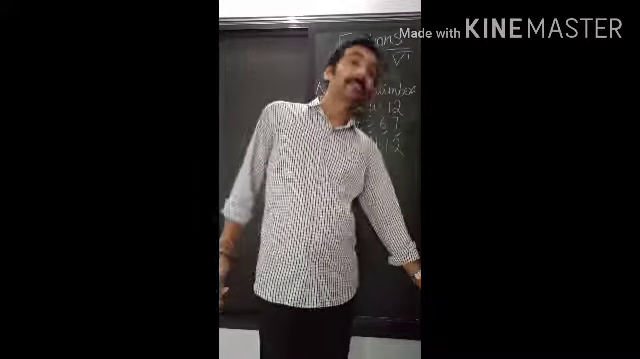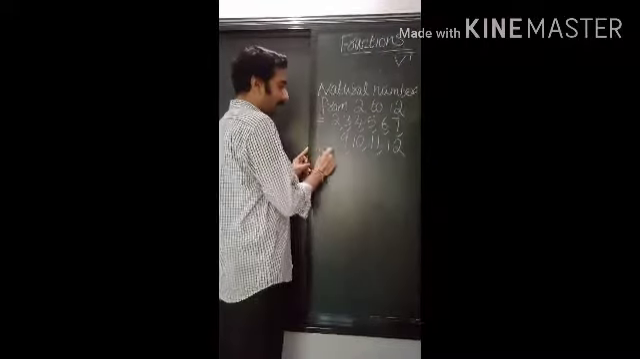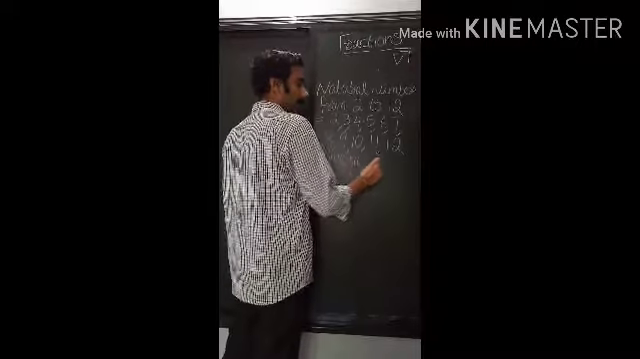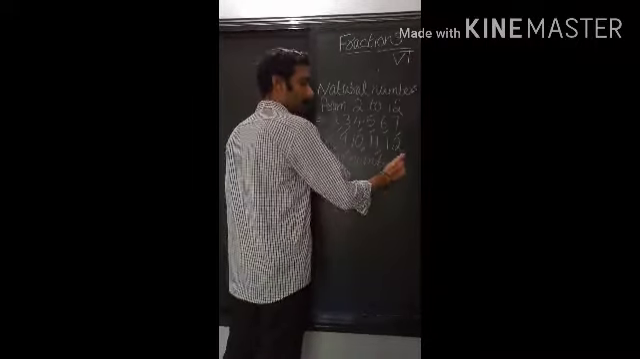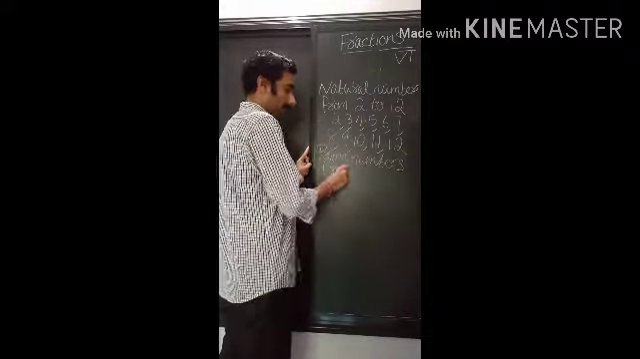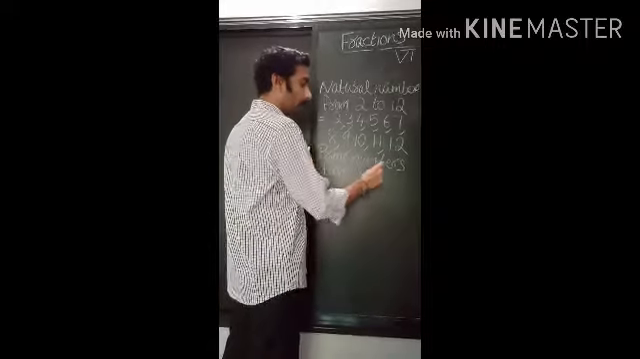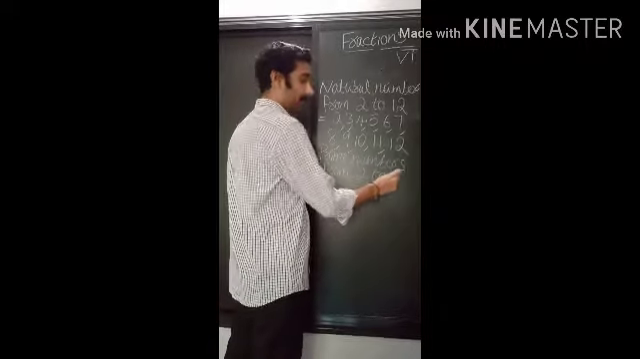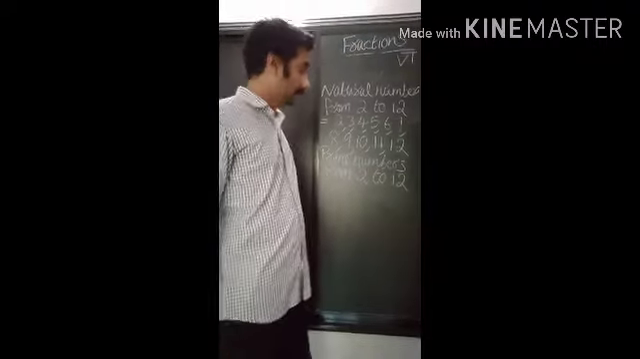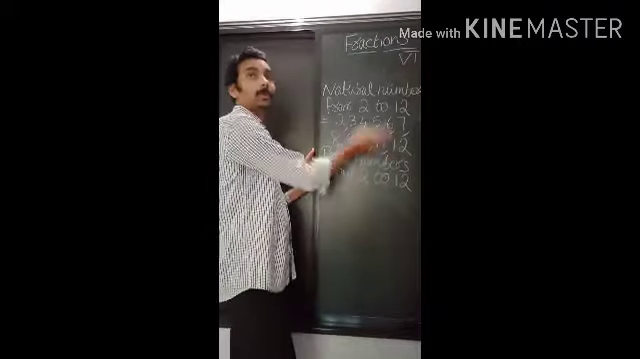Then we write prime numbers from 2 to 12. Prime numbers of 2 to 12.